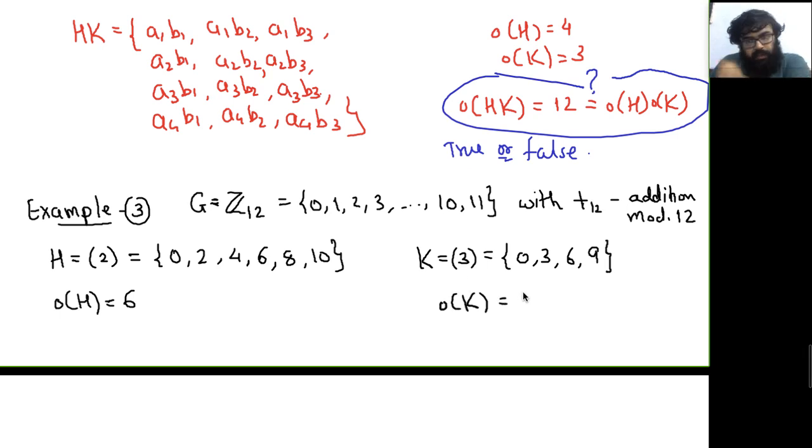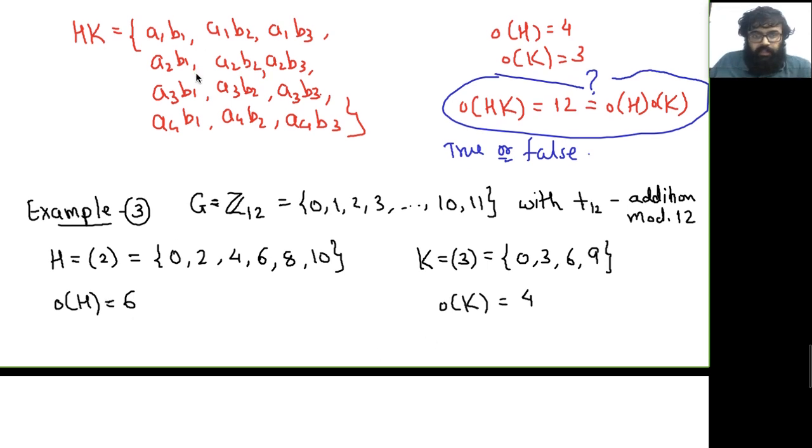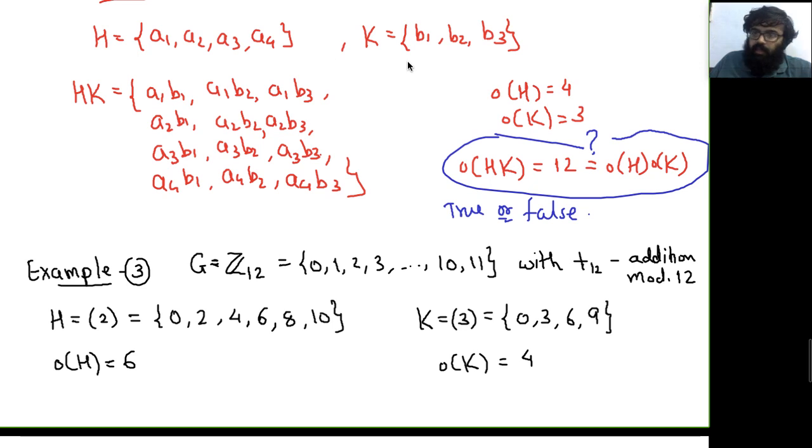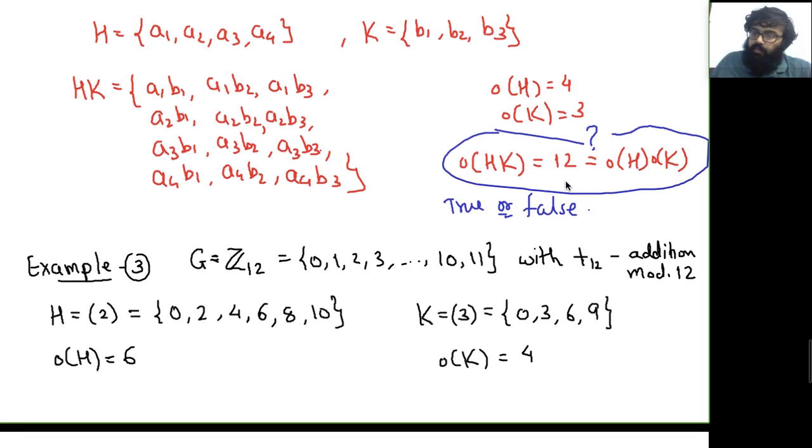Order of K is 4 here. So if we have 4 elements in H and 3 elements in K, what is expected, as we have seen in two previous examples in the beginning of this lecture? 12 is the expected number, but it is not going to be. Let us see what happens in this case.